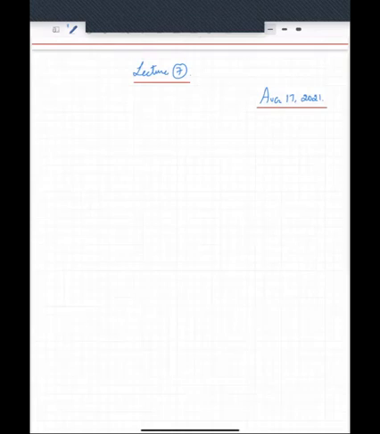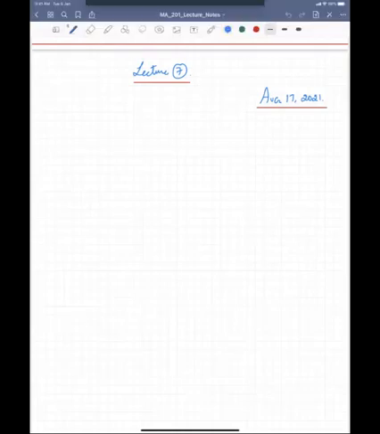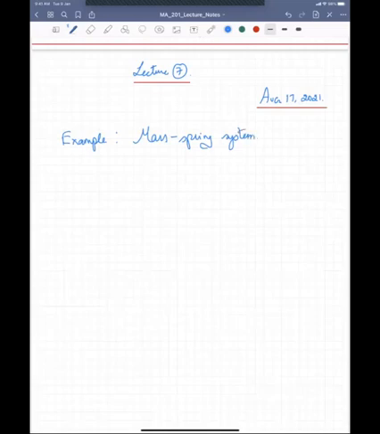Okay. All right. So this is an example that we will be doing. Mass spring system. Okay. So there are many nice examples in both physics and engineering problems where you directly employ these second order differential equations with constant coefficients. And this is one such example.